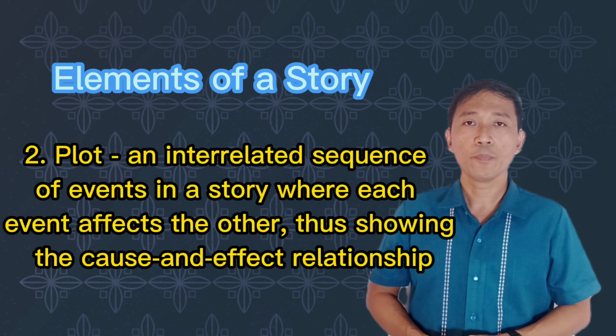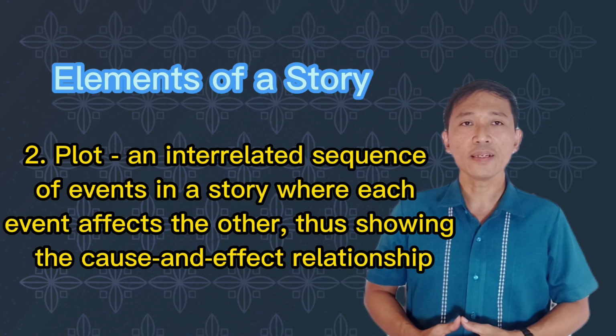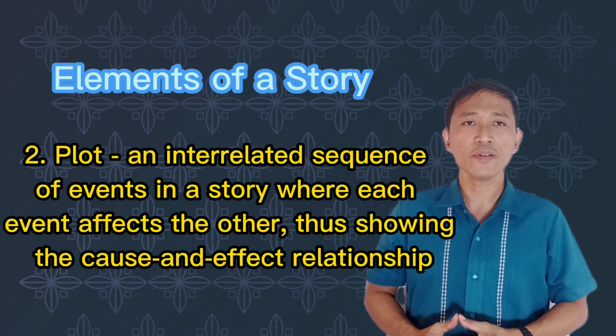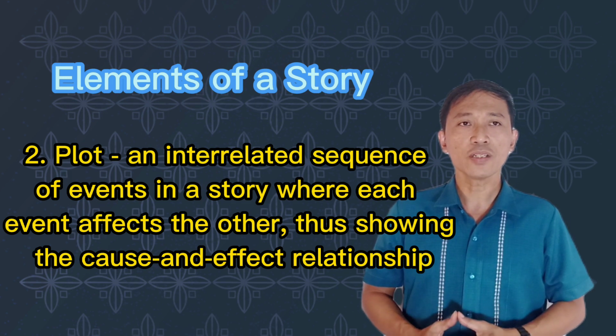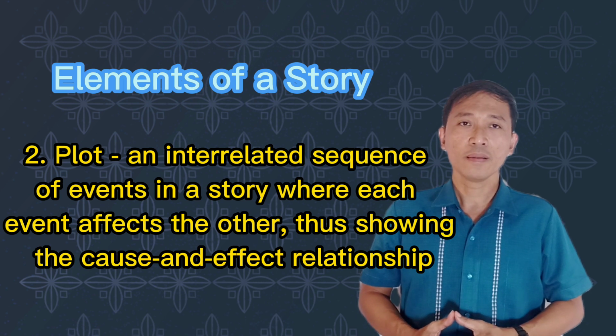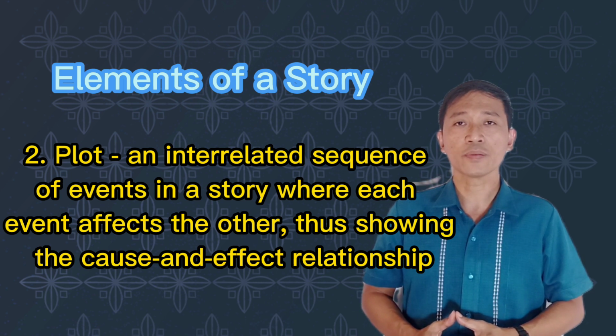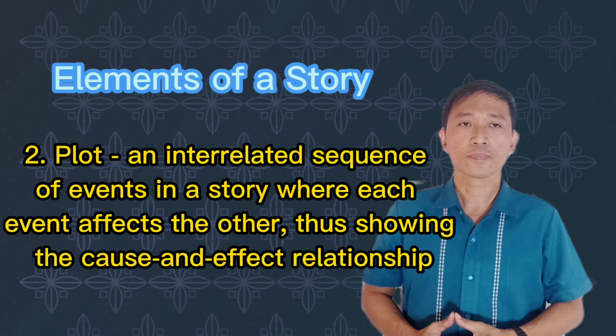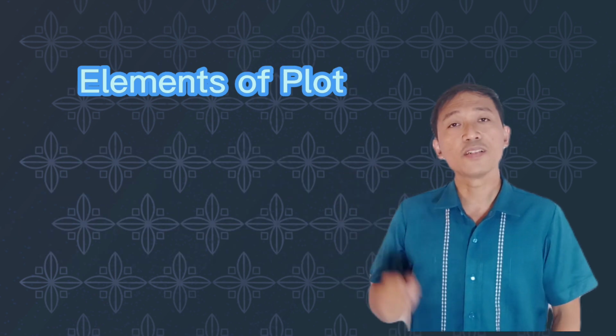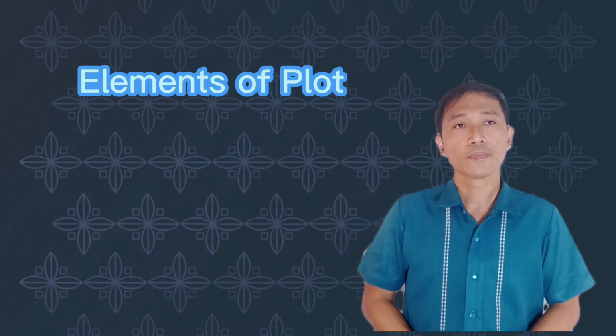Number 2. Plot. It is defined as an interrelated sequence of events in a story where each event affects the other, thus showing the cause and effect relationships. A plot has different elements.